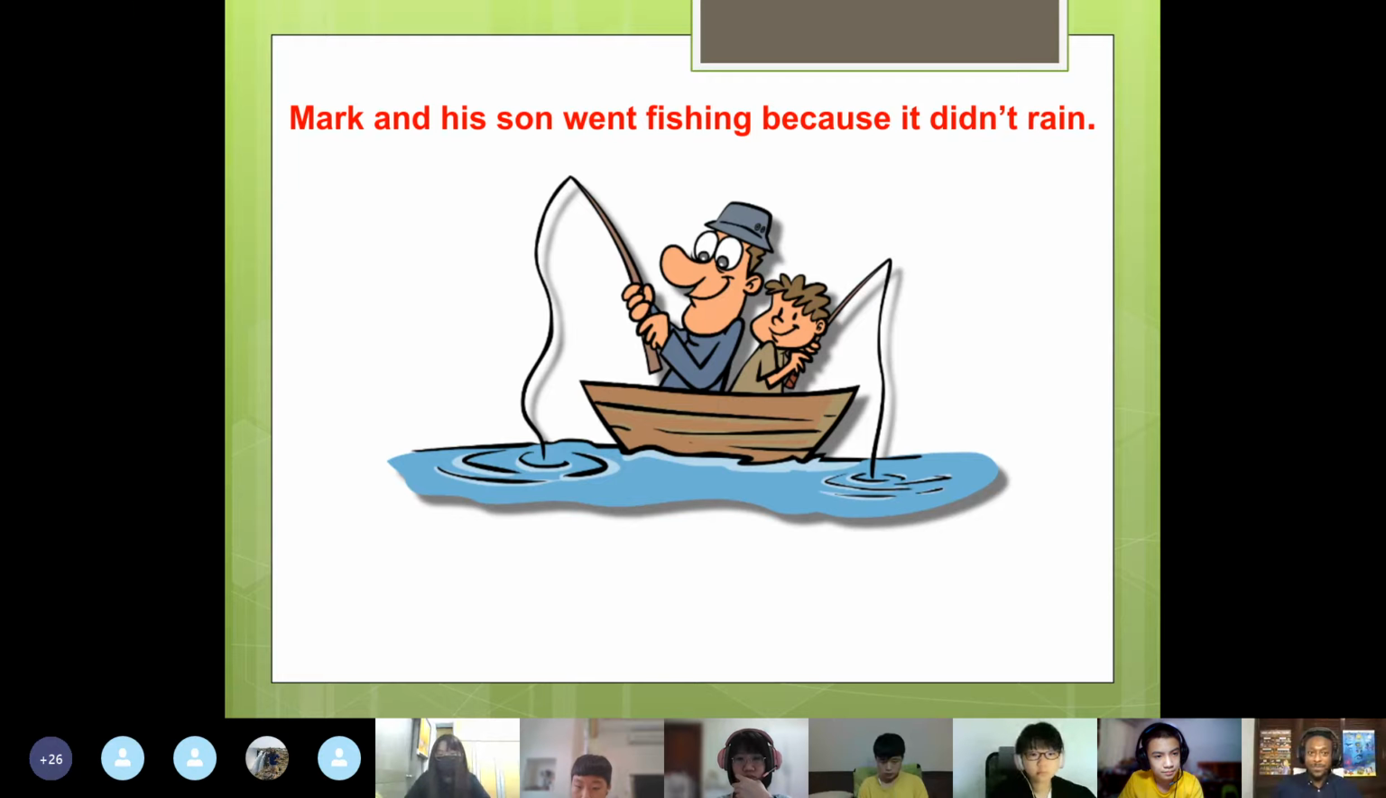If it wouldn't rain, he would go fishing. Okay, almost. So we're thinking here this time it didn't rain, so they went fishing. So the opposite would be if it did rain, they would not have gone fishing. So we could say if it had rained, Mark and his son wouldn't have gone fishing.